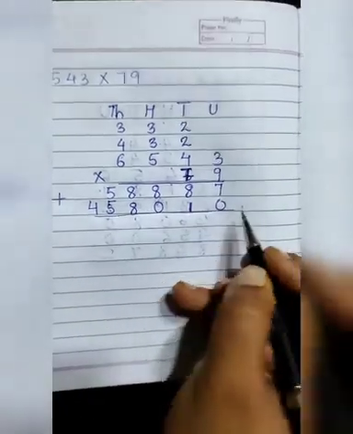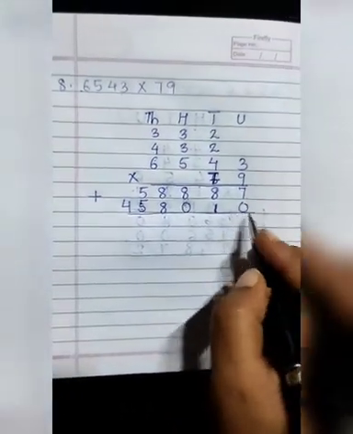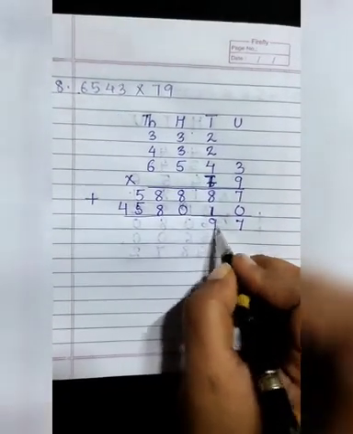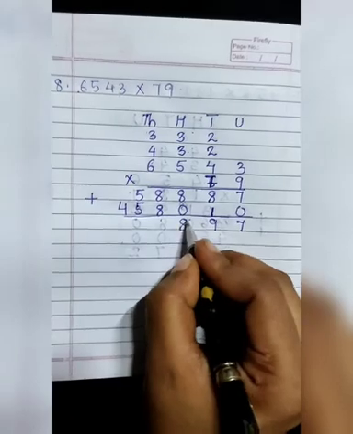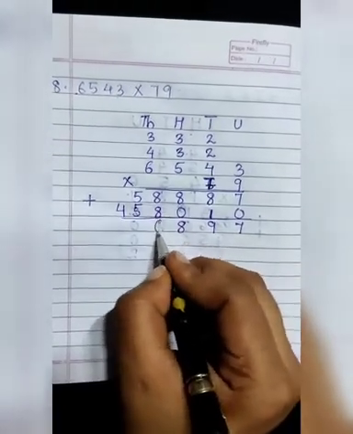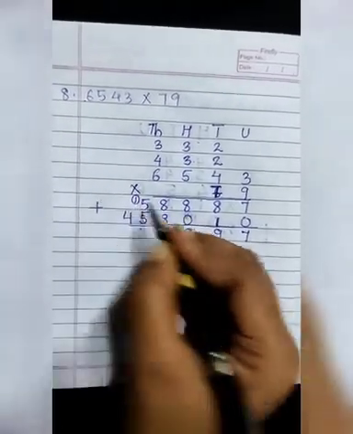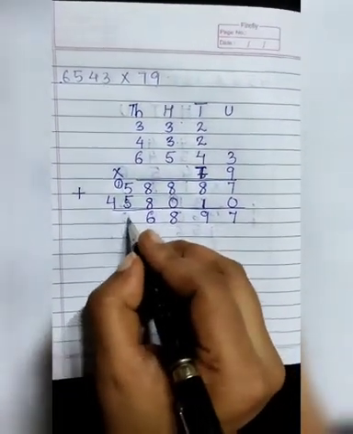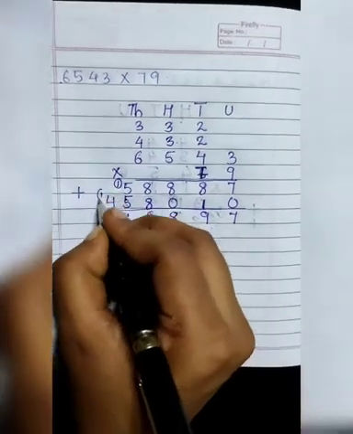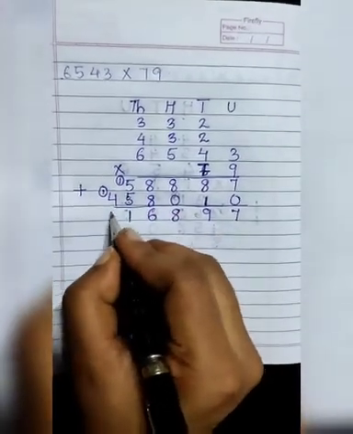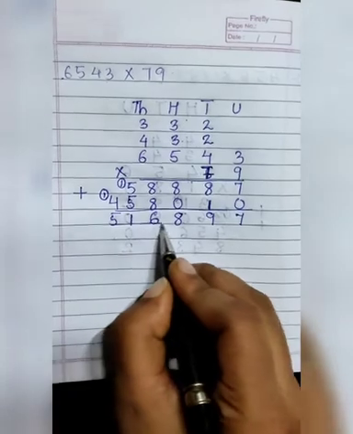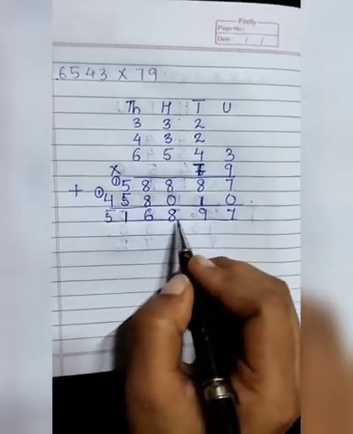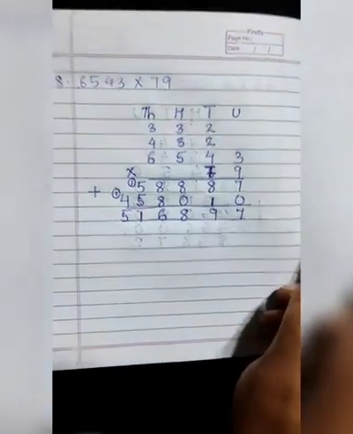Now we are going to add these numbers. 7 plus 0 will be 7. 8 plus 1 will be 9. 8 plus 0 will be 8. 8 plus 8, 16. So 6 we will write down and 1 we will carry. 1 plus 5, 6. 6 plus 5, 11. 1 we will write down, and the carry. 1 plus 4 will be 5. So your answer is 5,16,897.